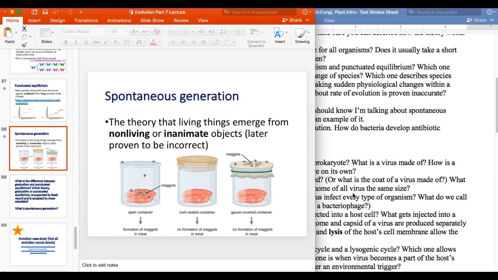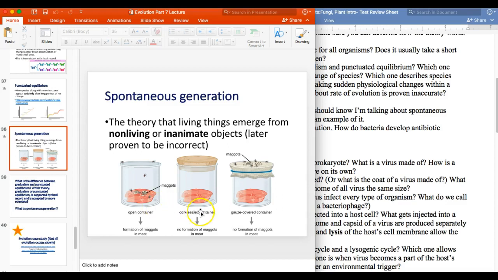Spontaneous generation is a theory that living things emerge from non-living or inanimate objects. The example given here is that if you leave meat outside, it's no longer living because you cut it off from the cow already. So it's non-living. And if you leave it there for a long time, you might see maggots growing on there, so it looks like maggots just came out of nowhere. Non-living gave rise to living objects.